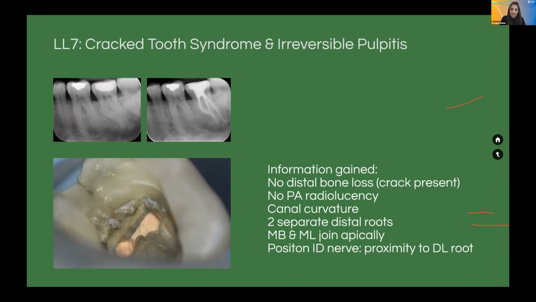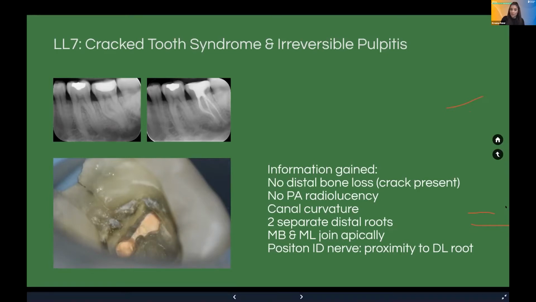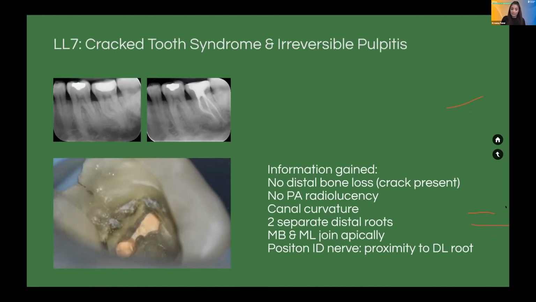I can see that there is an extra distal root, so that's what I need to look for when I do the root canal treatment. I can see that the mesiobuccal and mesiolingual join together apically, so therefore I'm going to prepare the one that's easier to prepare first and then prepare the harder one afterwards. And I can also see that the ID nerve runs between the roots and is quite close to the distolingual root. So it's really changed my approach for this case.